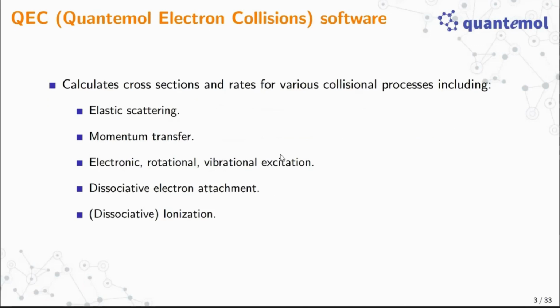So the output from the codes is a set of cross-sections and rates for various collisional processes, including elastic scattering and momentum transfer. There are also a range of excitation processes. The electronic, rotational, and vibrational excitation cross-sections can be calculated. There is a method for estimating dissociative electron attachment cross-sections. And there's also a method for calculating the total ionization cross-section. And in the next release of QEC, there will be functionality for calculating dissociative ionization cross-sections using user input of mass spectrum data. So this is the set of cross-sections that the code will provide.